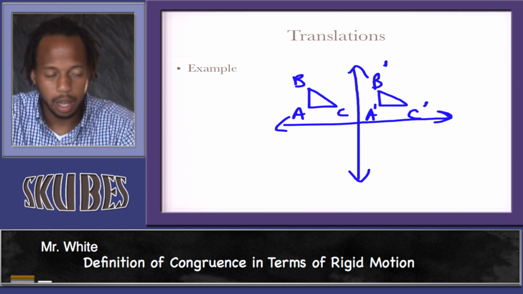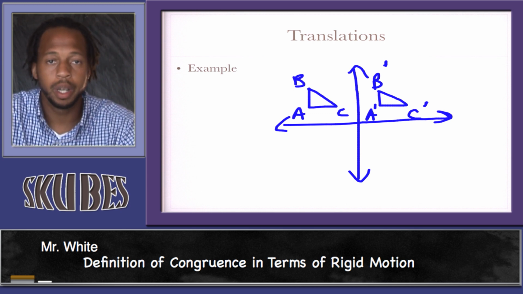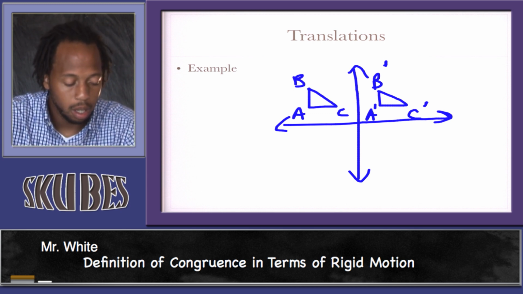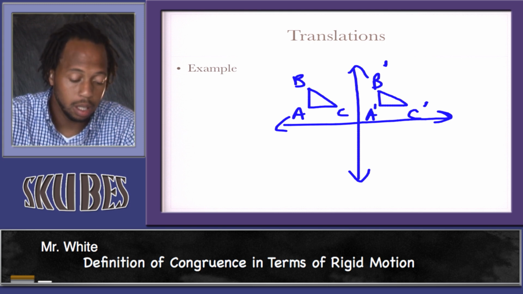Now, because this is a rigid motion transformation, we know that A is congruent to A prime, B is congruent to B prime, C is congruent to C prime. AB is congruent to A prime B prime, BC is congruent to B prime C prime, and AC is congruent to A prime C prime.